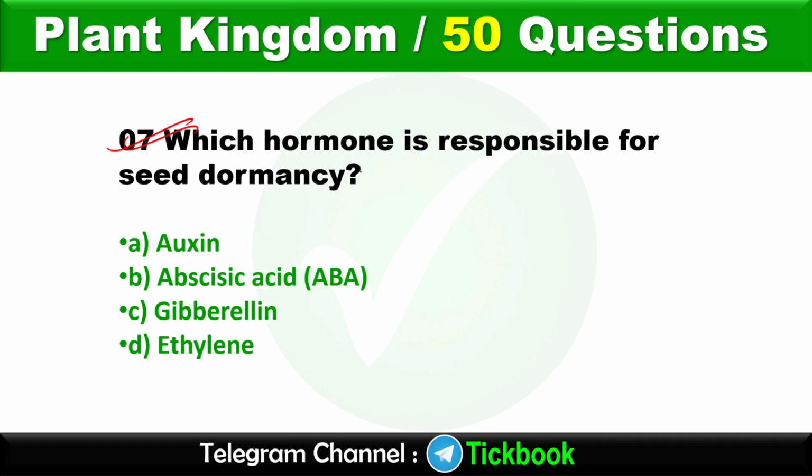Question number 7. Which hormone is responsible for seed dormancy? Easy and important question. Option number B will be the right answer, abscisic acid, ABA.